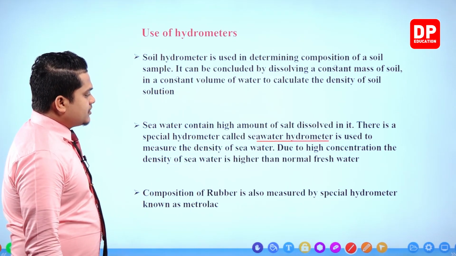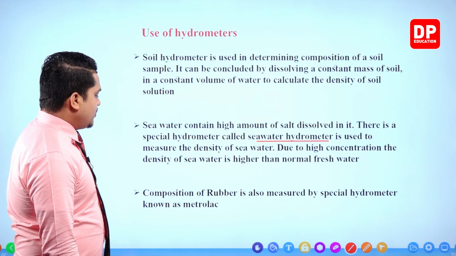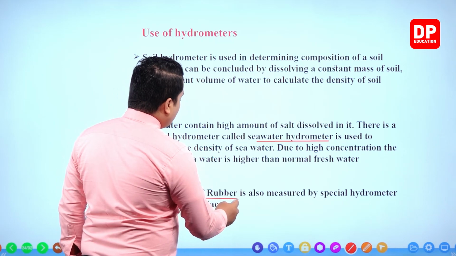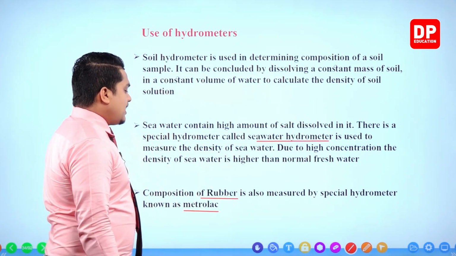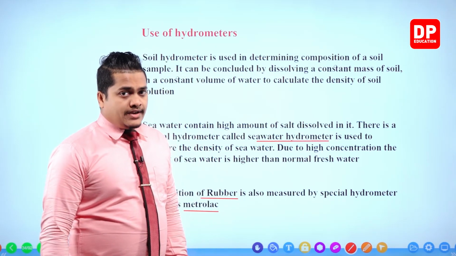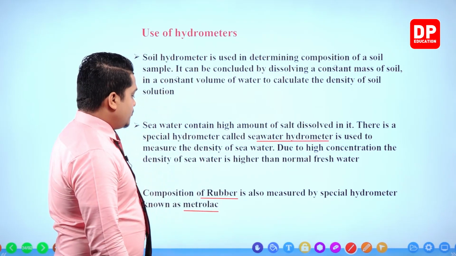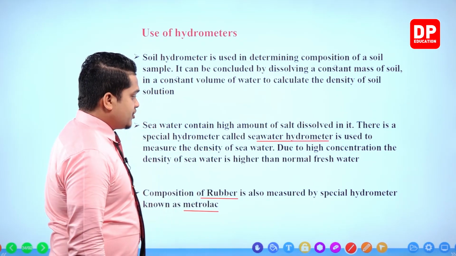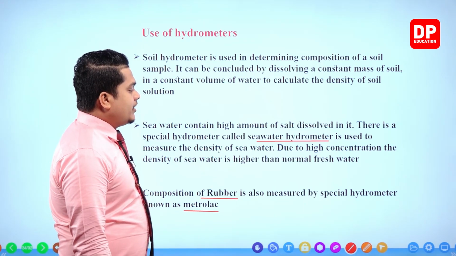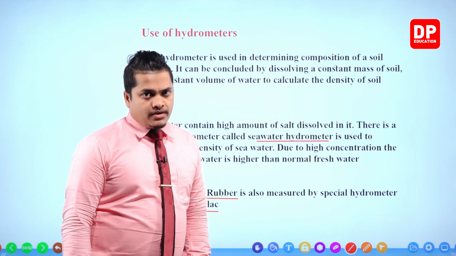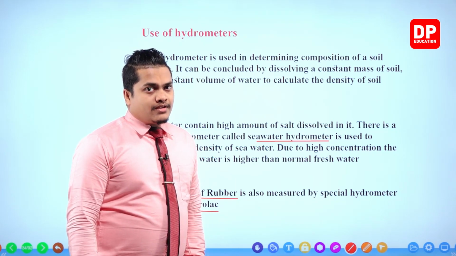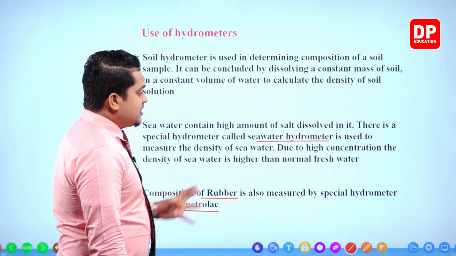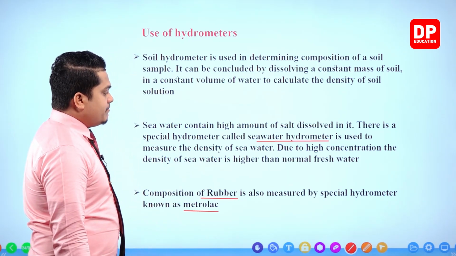The composition of rubber is also measured by a special hydrometer known as a Metrolac. Composition of rubber, here it means rubber latex, my dear children. So the composition of the rubber latex can also be measured by using hydrometers. Here we use the special instrument called Metrolac to measure the density of rubber, in the sense of rubber latex. So the density of rubber latex can be measured by using the special hydrometer referred to as the Metrolac.